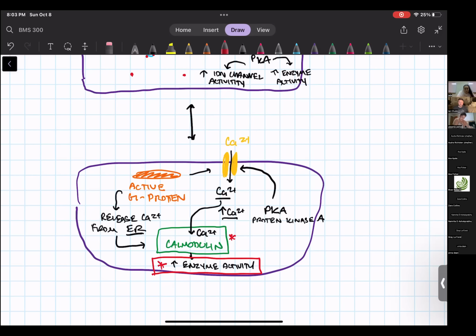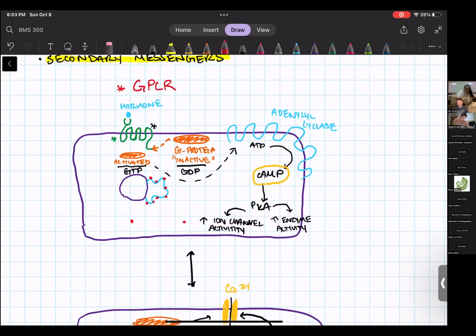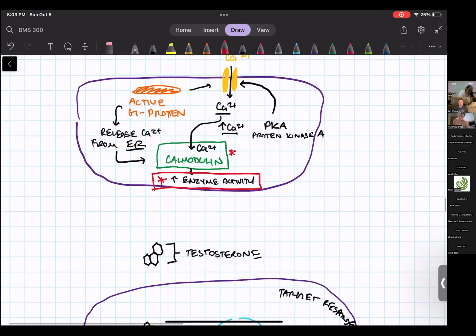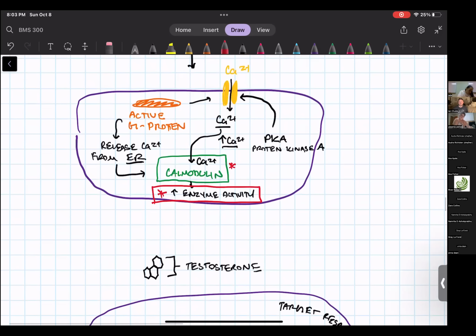I think this one is the more complicated one. GPCRs to me feel a little bit less complicated. Obviously, there's a lot more that goes on in this. There's something with IP3 and all these other things. I wouldn't stress too much about that stuff. I think just really understanding calmodulin and the end all be alls of secondary messengers is that we're increasing ion channel activity and we're also increasing enzyme activity.